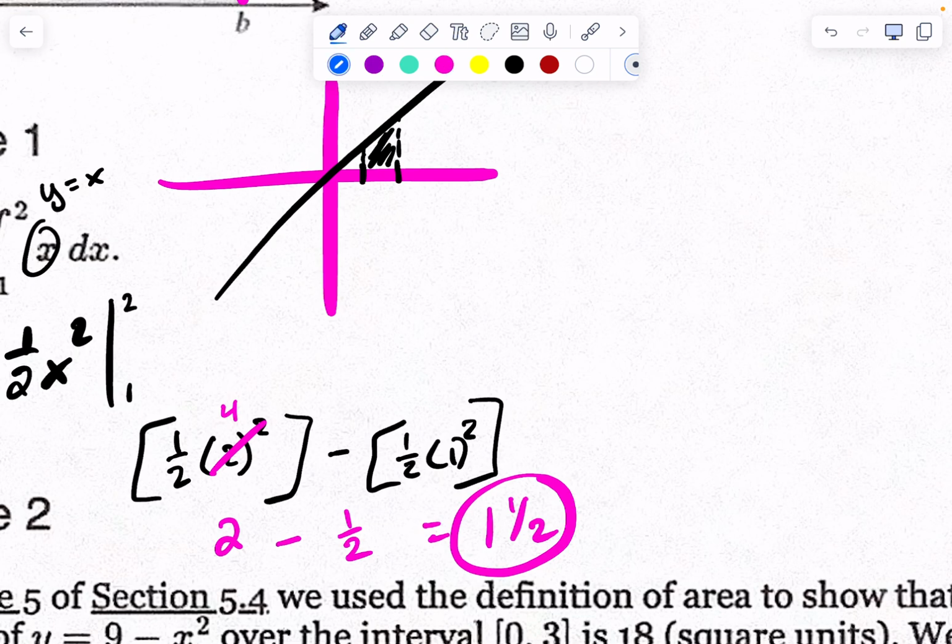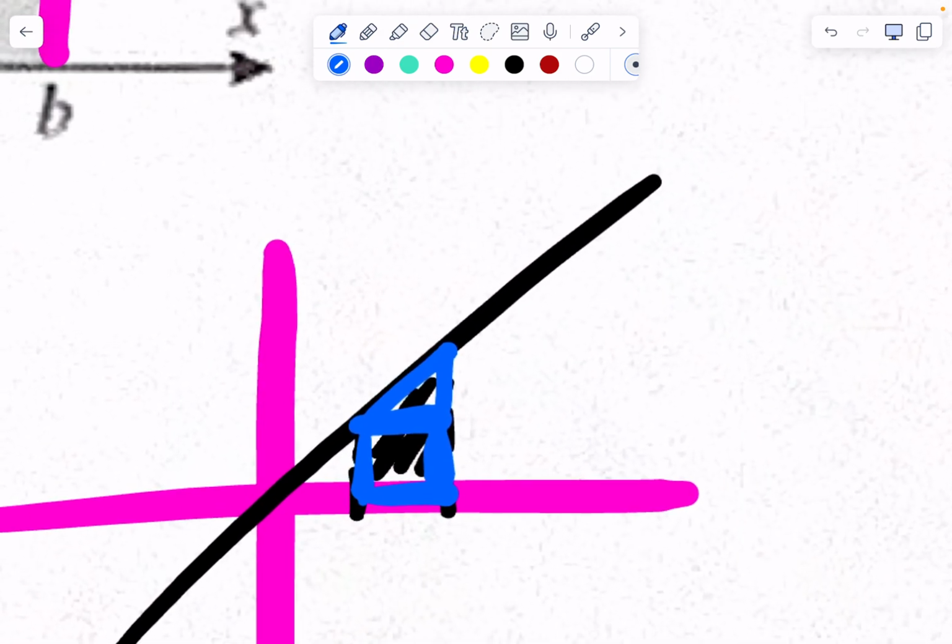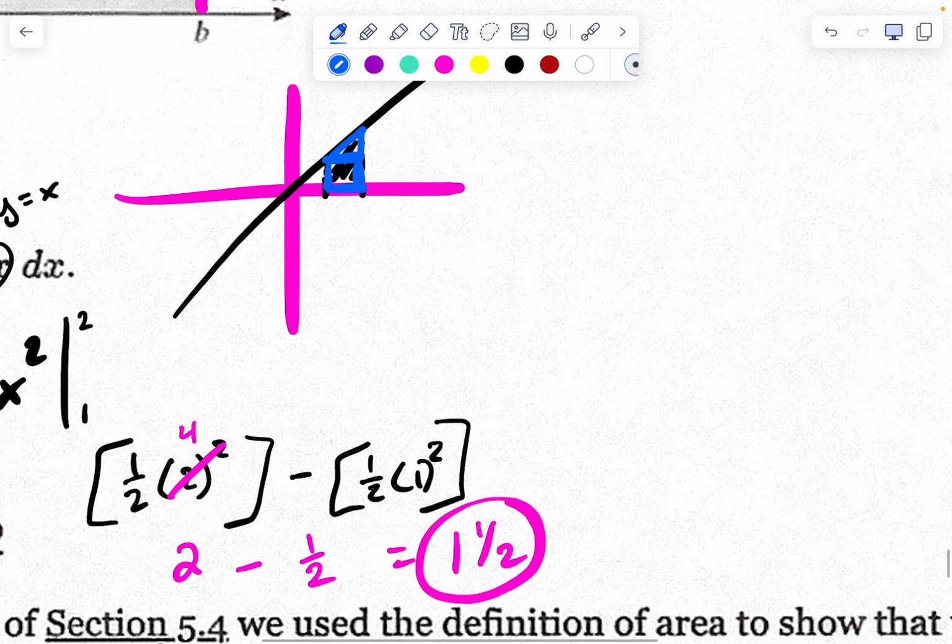On my graph, we do a triangle and a square. 1.5. Do you see 1.5 squares there? Sure. 1.5 is the area. Okay. I did a decent job. Hey, there you go. Stupid little line trick.